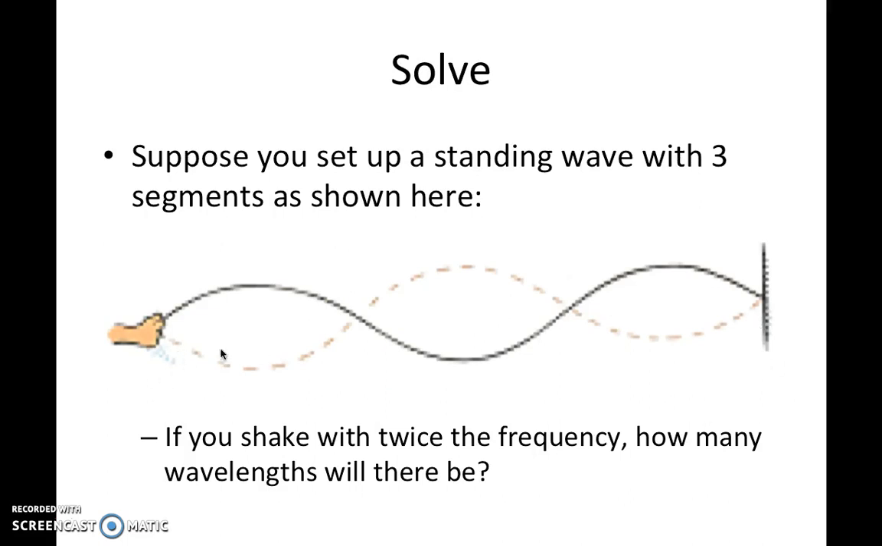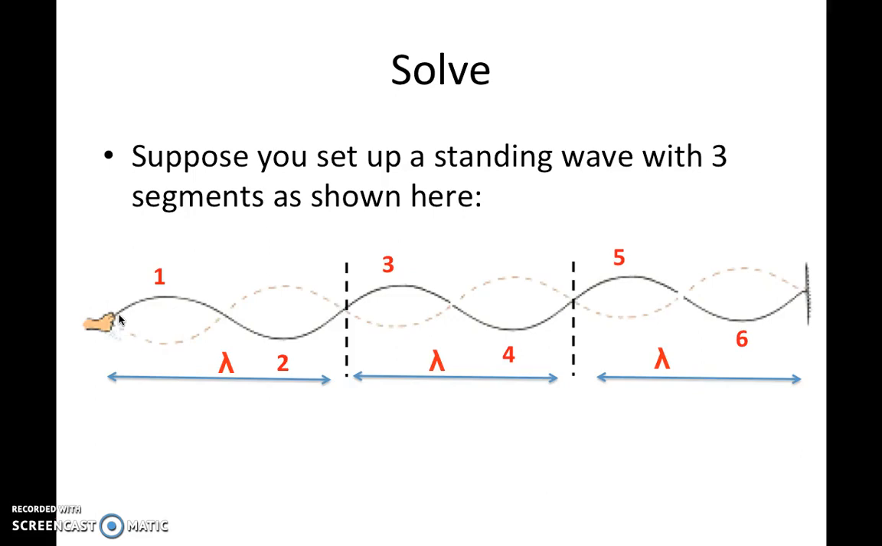All right, so let's think about this. If we set up a standing wave with 3 segments, or 1.5 wavelengths as shown here, what do you think would happen if we were to increase the frequency by 2? How many wavelengths would we see? Well, if we double the frequency, we know that we halve the wavelength, and so in the same amount of space, we get twice as many waves. So if we were to double the frequency, then instead of getting 1.5 wavelengths, we actually get 3 full wavelengths.